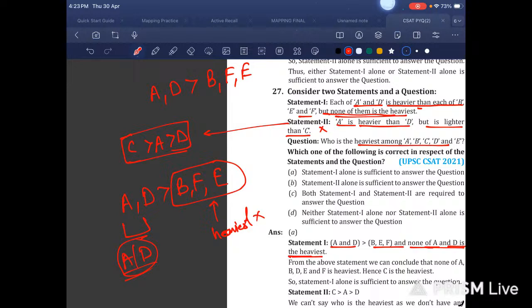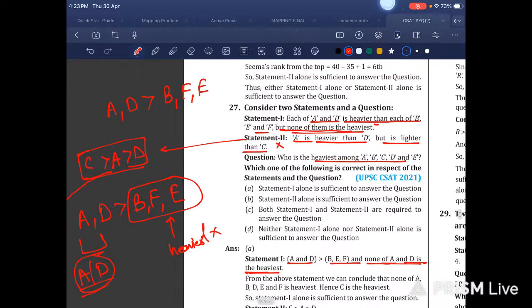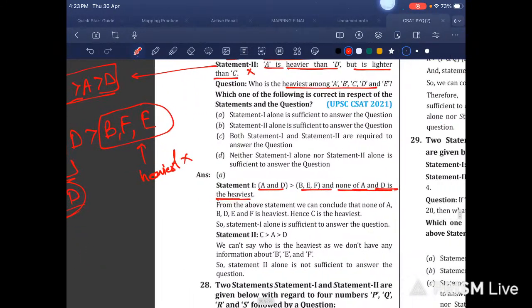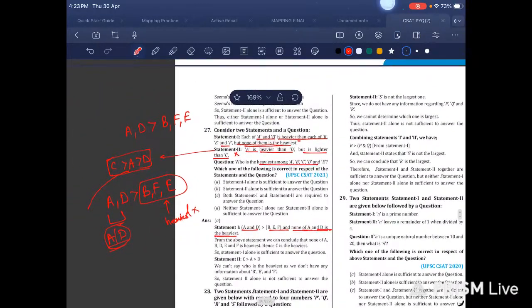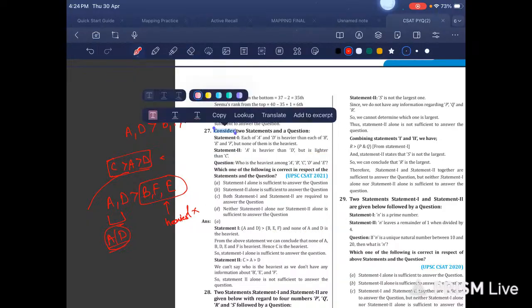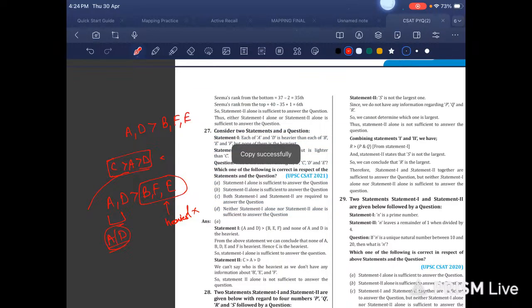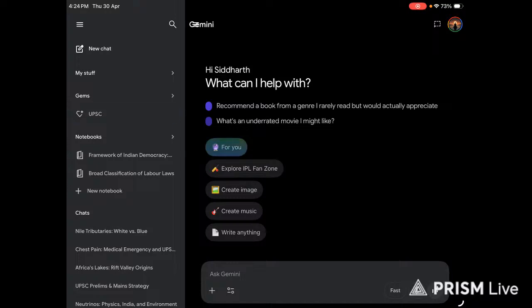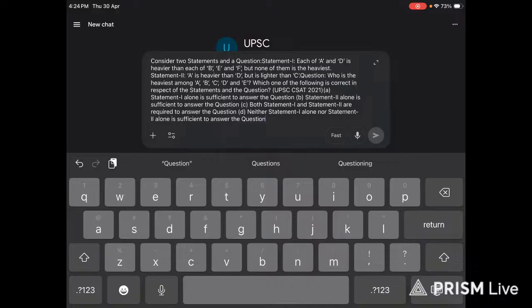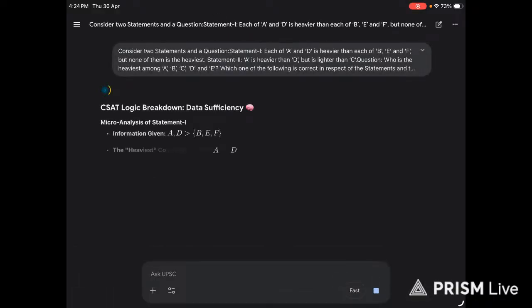And here they have given in statement 2 that A is greater than D. So that means we need to combine both the statements. I feel something is wrong in the solution. Not something, definitely everything is wrong with this solution. Let me just put this and check for myself. Copy, Gemini, paste, allow paste. Let us check for ourselves.